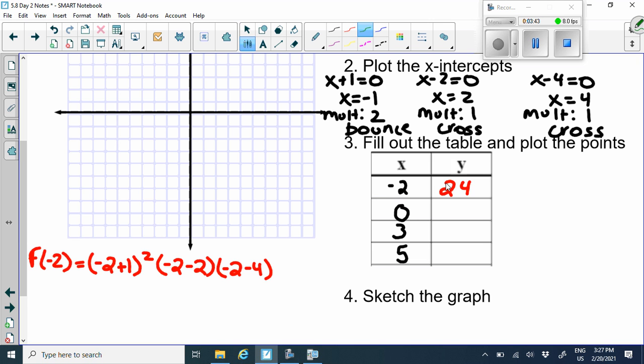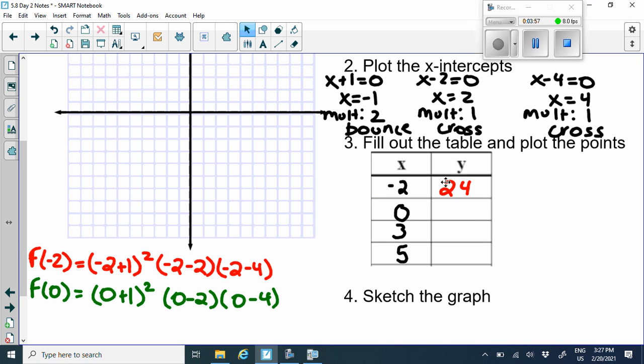Next, let's try 0. So I'm going to plug 0 in for every place I see x. Basically, you're replacing all the negative 2's with 0 now. So I have 0 plus 1 squared, 0 minus 2, and 0 minus 4. Let's go ahead and plug this into our calculator here.